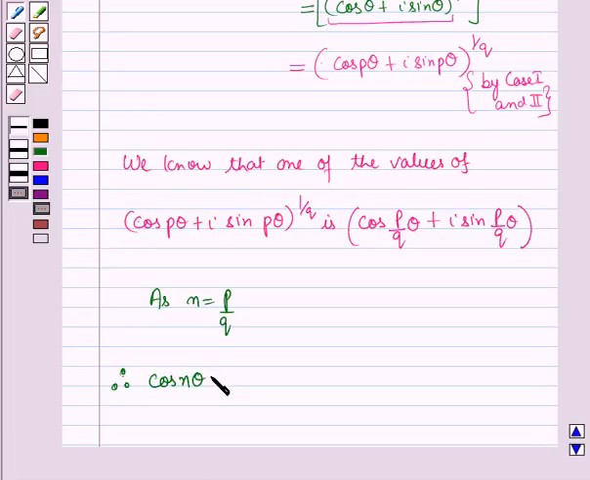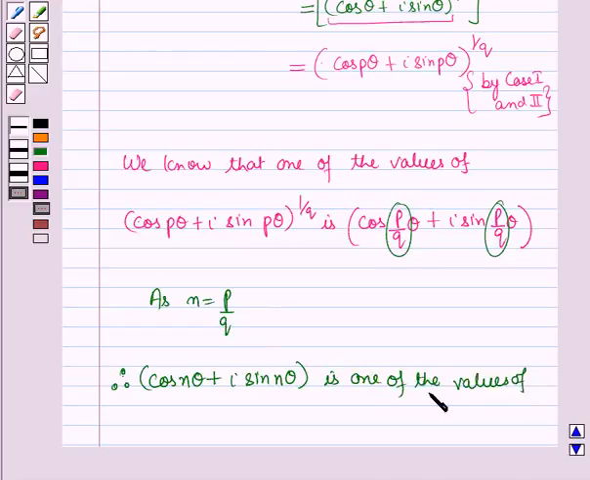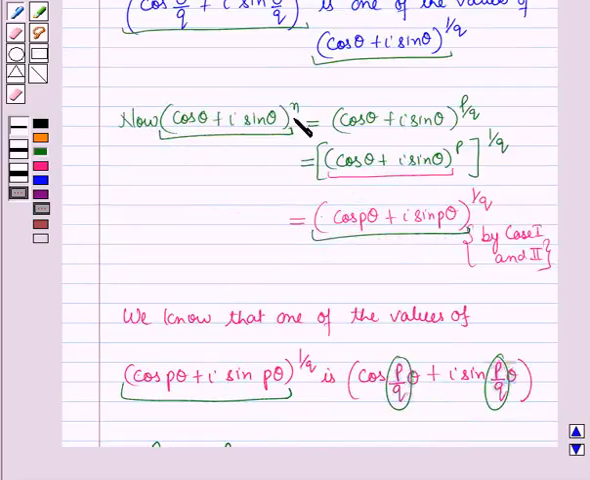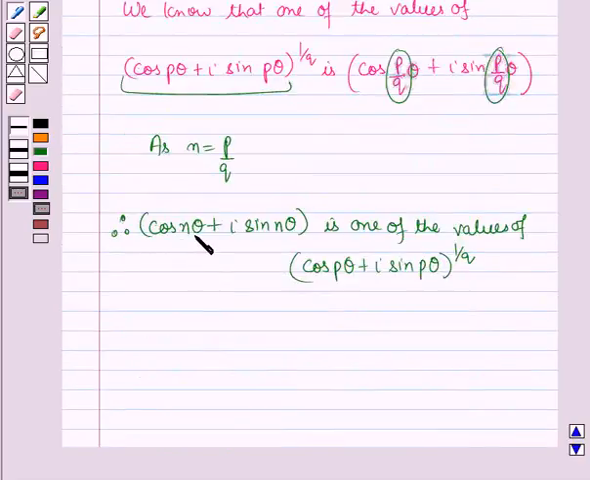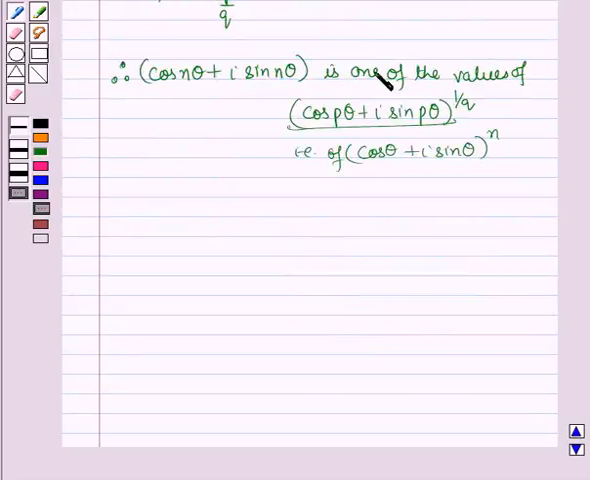cos n theta plus iota sin n theta the whole, that is replacing p by q by n, it will become one of the values of cos p theta plus iota sin p theta whole raised to power 1 by q, which is equal to cos theta plus iota sin theta whole raised to power n. So cos n theta plus iota sin n theta is one of the values of this expression, that is of cos theta plus iota sin theta whole raised to power n. Hence the De Moivre's theorem is completely established for all rational values of n.